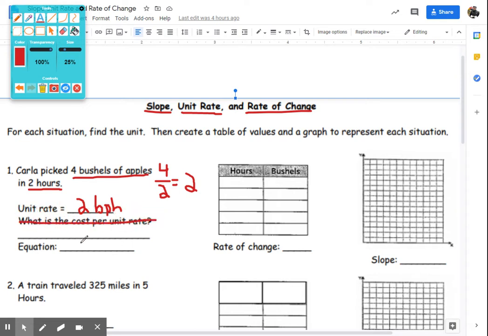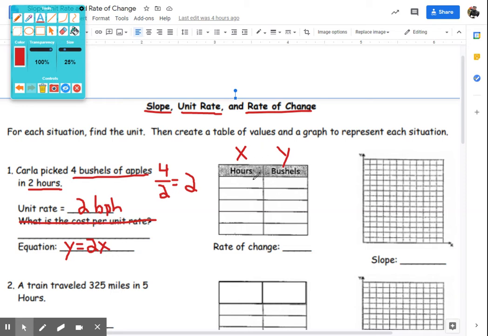Where it says, what is the cost per unit rate? Don't worry about that. And so my equation, we're going to let Y equal the number of bushels, which is equal to my rate, which is 2, times the number of hours, which we're going to represent with X. So our equation is Y equals 2X. If I put this in a table, here's my table. I've got hours, I've got bushels. Remember, your X will always come first, then your Y.